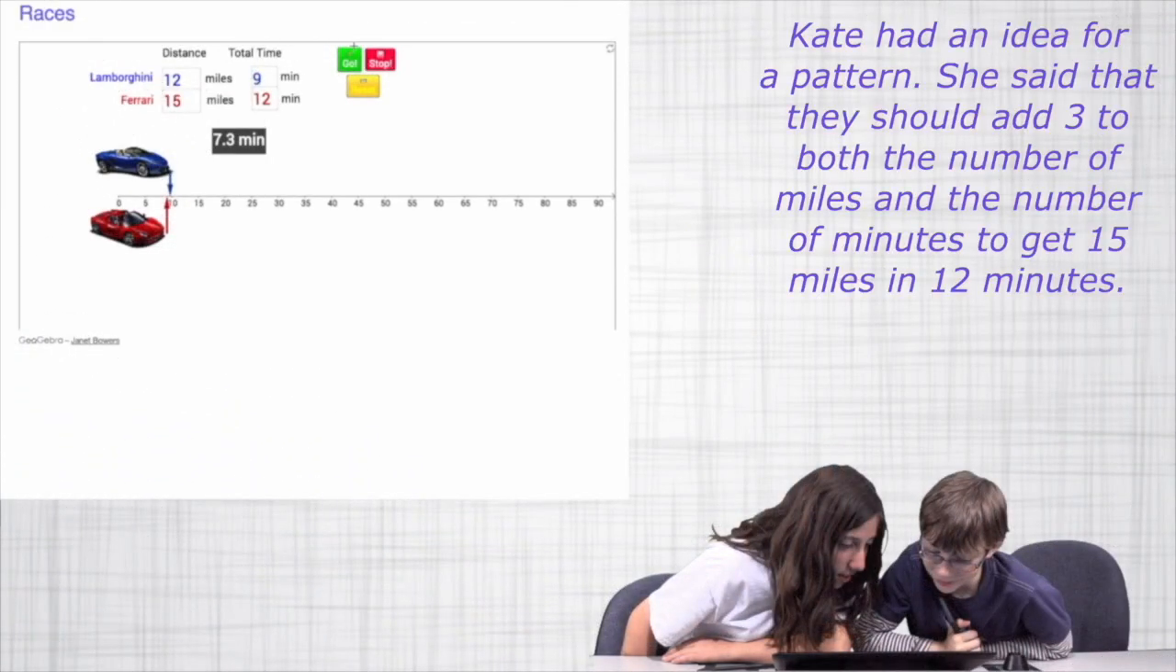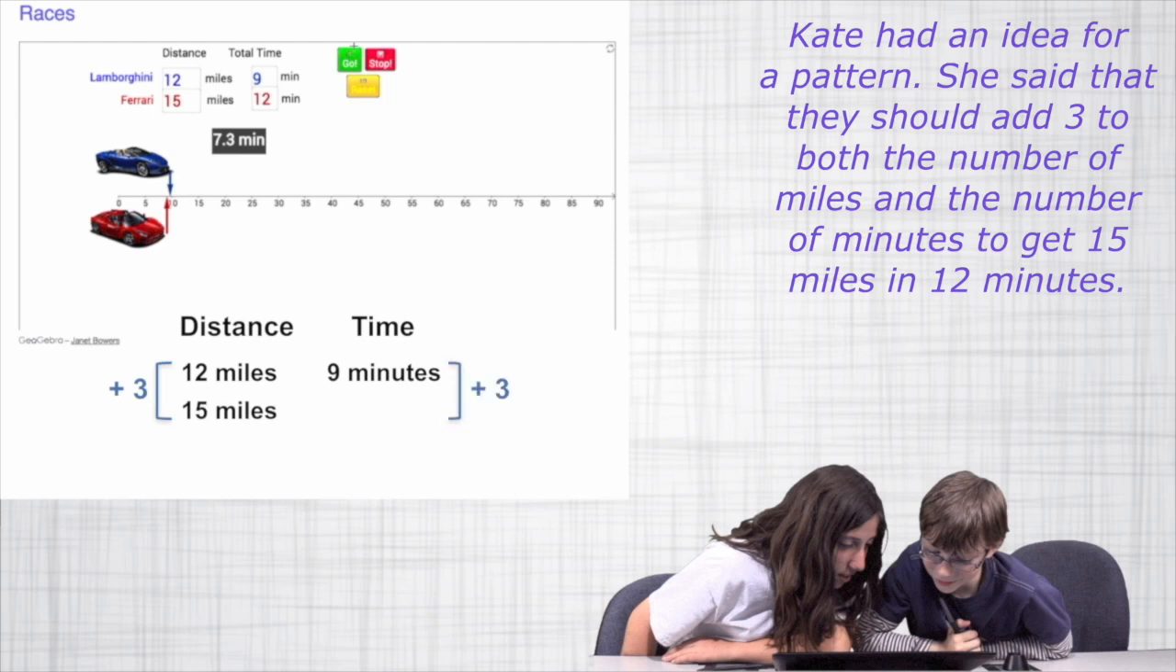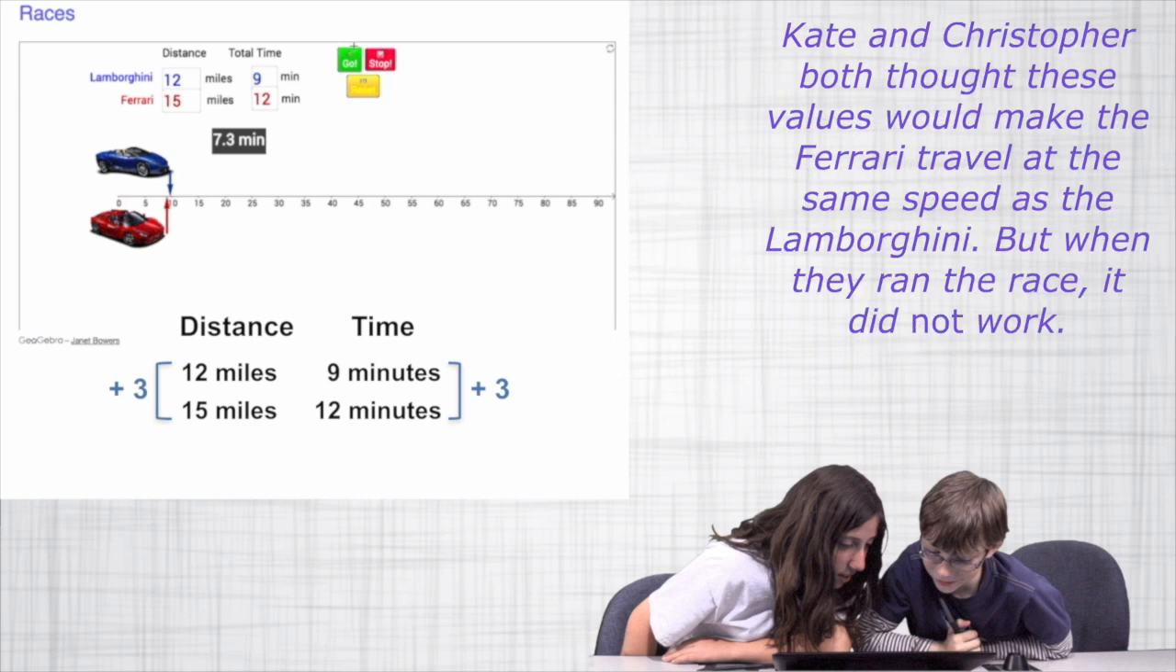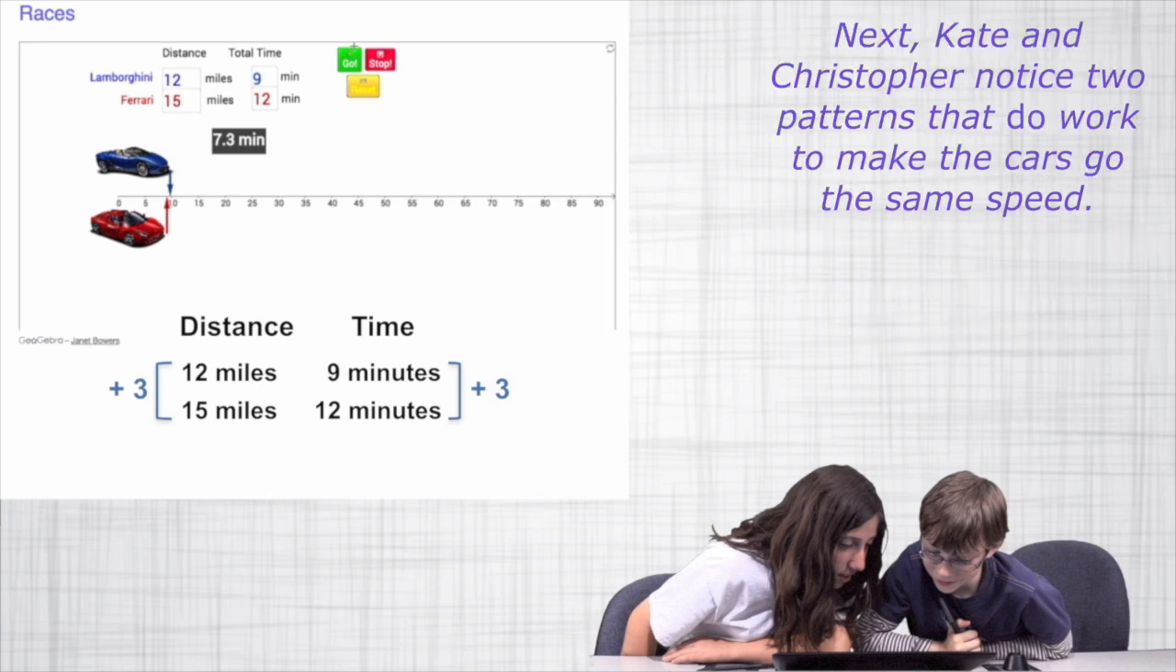Kate had an idea for a pattern. She said that they should add 3 to both the number of miles and the number of minutes to get 15 miles in 12 minutes. Kate and Christopher both thought that these values would make the Ferrari travel at the same speed as the Lamborghini. But when they ran the race, it did not work. Next, Kate and Christopher notice 2 patterns that do work to make the cars go the same speed.